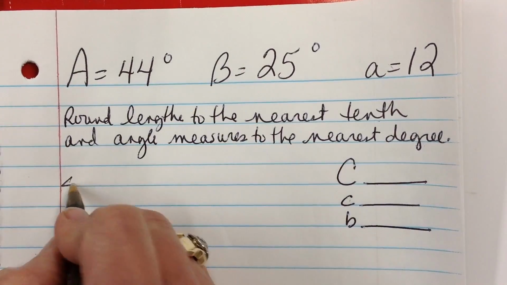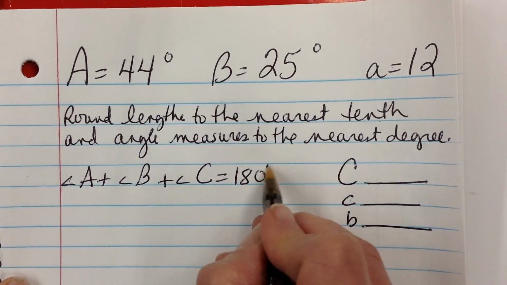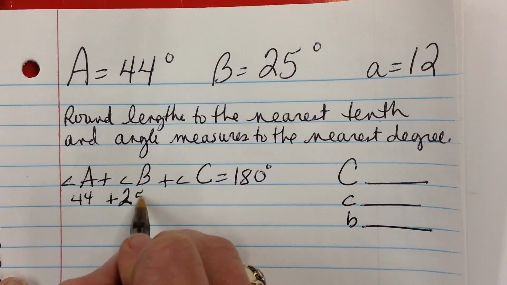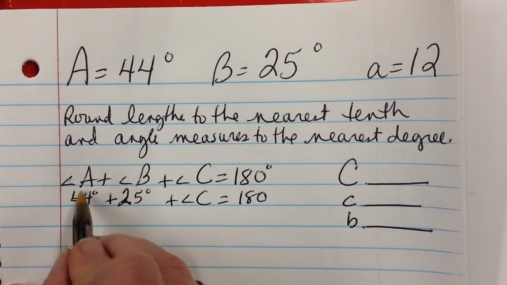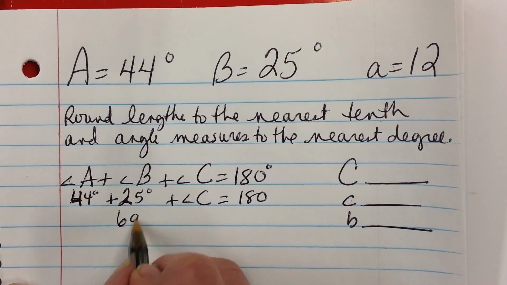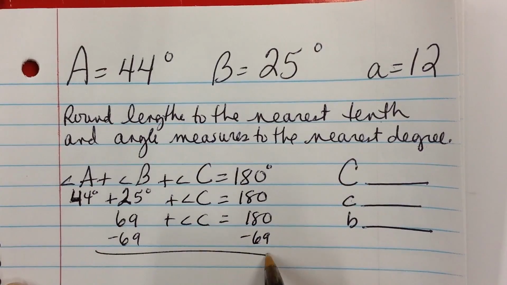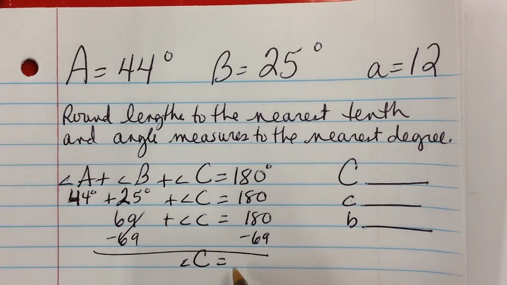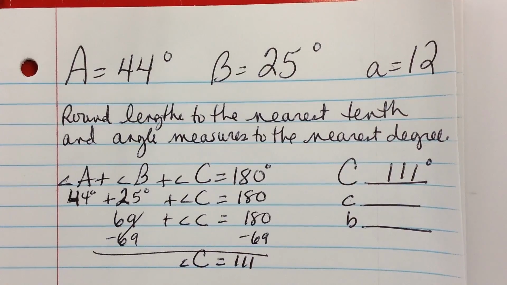Now, as far as our angles go, angle A plus angle B plus angle C equals 180 degrees. Angle A is 44, angle B is 25, plus angle C equals 180. If you add 44 plus 25, you get 69, plus angle C equals 180. Subtract 69 from both sides. So therefore, angle C is equal to 180 minus 69, which gives me 111. So this is that situation where we have one obtuse angle and two acute.